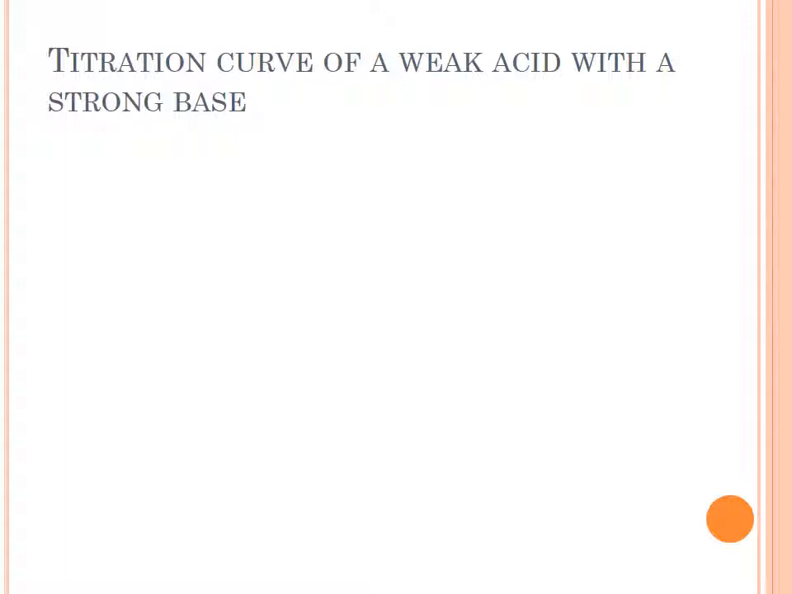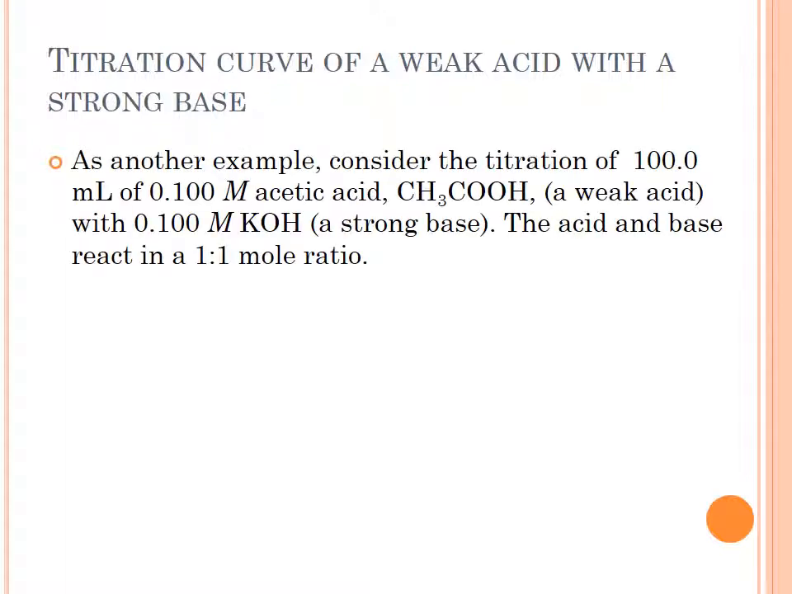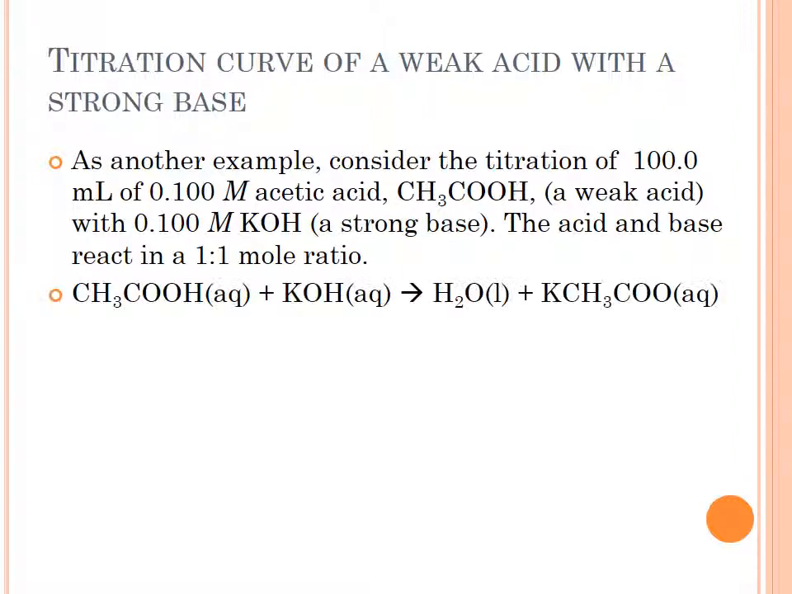So what if we did a weak acid with a strong base? And that titration, so we'll do the same problem as before, except we'll change to a weak acid, acetic acid, still titrating with 0.1 molar potassium hydroxide. Again, still a 1-to-1 mole ratio on the reaction. So everything's the same except I changed my acid to a weak acid. So we're going to react acetic acid with potassium hydroxide to form water and potassium acetate.